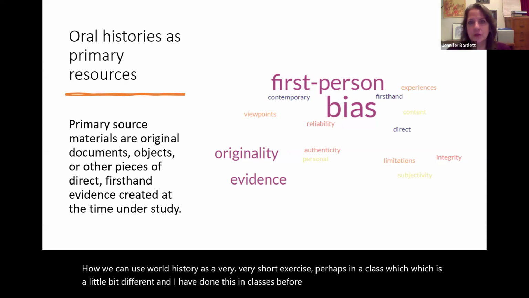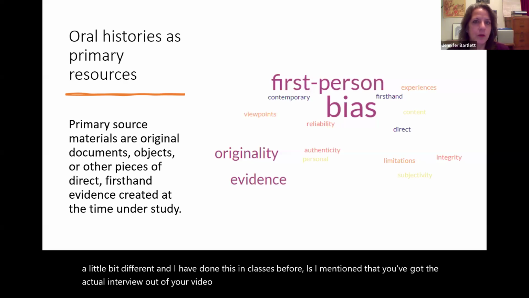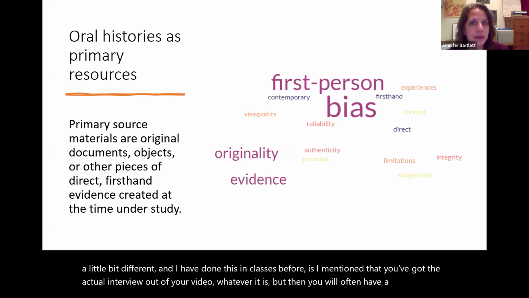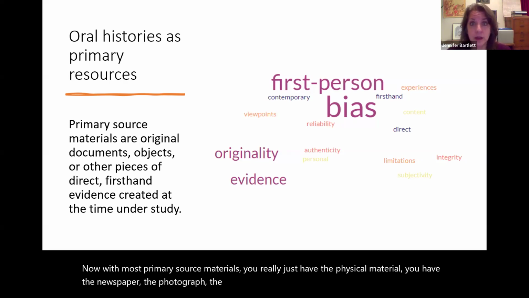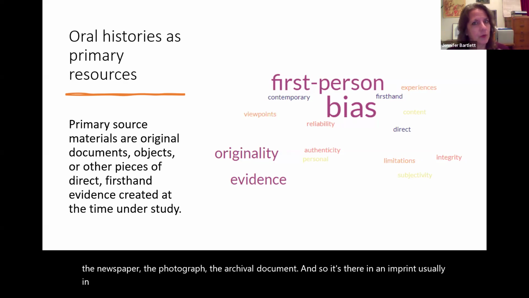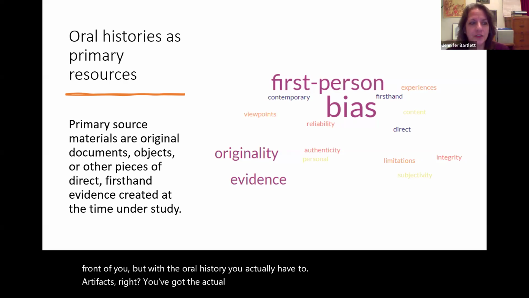I mentioned that you've got the actual interview, audio or video, whatever it is, but then you will often have a transcript. Now, with most primary source materials, you really just have the physical material. You have the newspaper, the photograph, the archival document, and so it's there in print, usually in front of you. But with the oral history, you actually have two artifacts, right? You've got the actual interview, and then you've got the transcript.